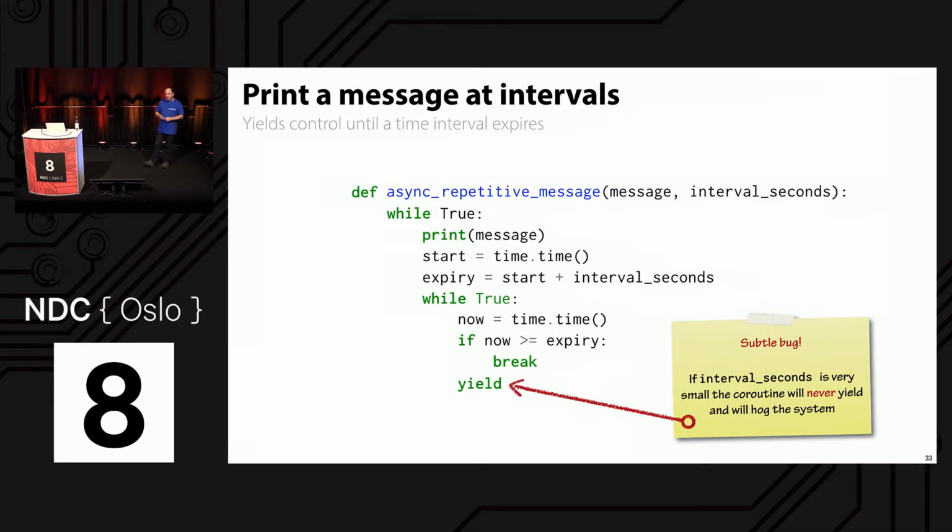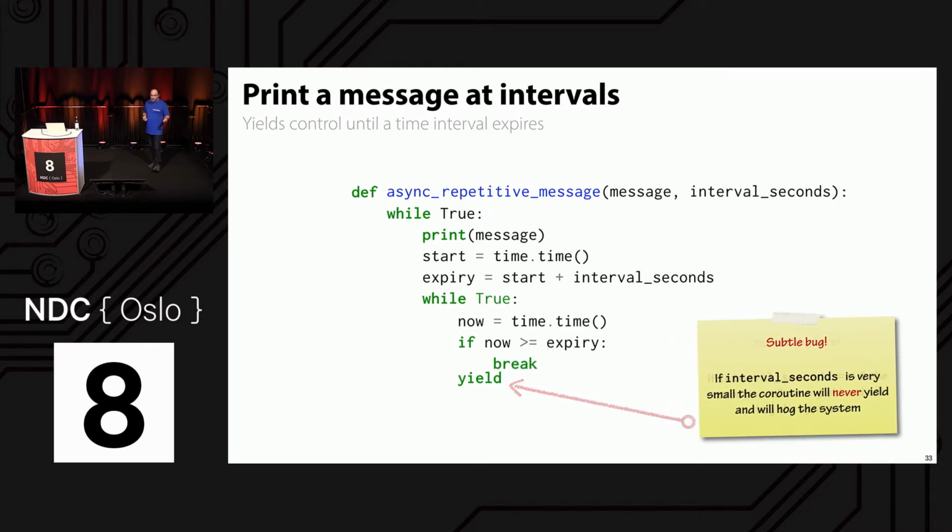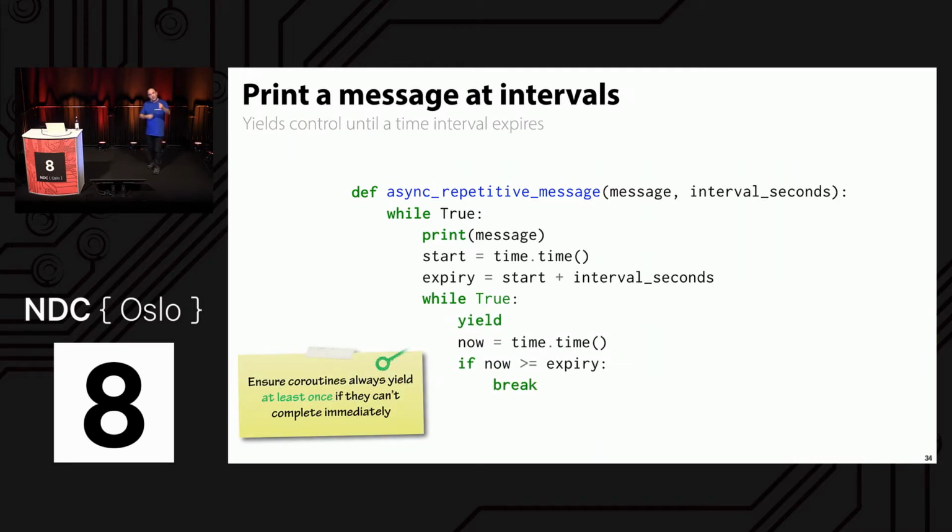There's a subtle bug here, and these things are subtle enough that they're quite easy to miss, and you do need to sit down and think about your code quite carefully. And the bug is that if interval seconds is really short, the coroutine will never yield. So you need to be very careful about where you put the yield statements in your code. It's very easy to fix. We just need to change the ordering of things.